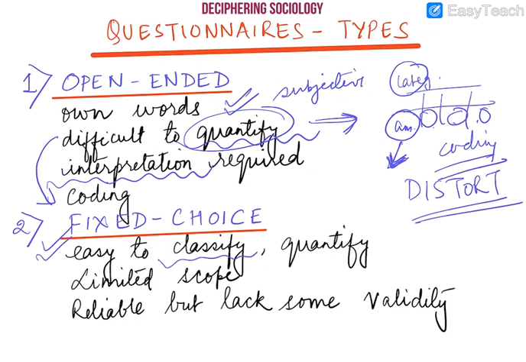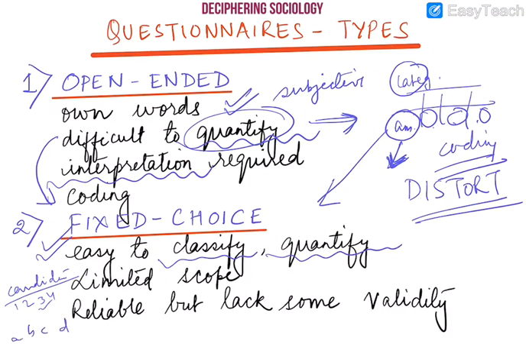So what happens if I choose a fixed choice questionnaire? It is easy to classify, that means categorization is easier to quantify. This is the opposite of open-ended questionnaires. But what is the negative point? Here the candidates have a limited choice. That answer has only 1, 2, 3 points. You have to choose between 3 points. Even if you don't agree with any of them, still you have to choose one, right? So it is a fixed choice. It is not open-ended where you can write anything you want.